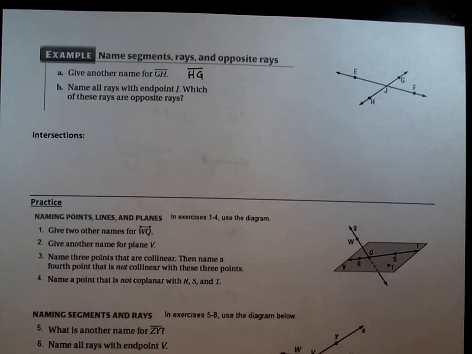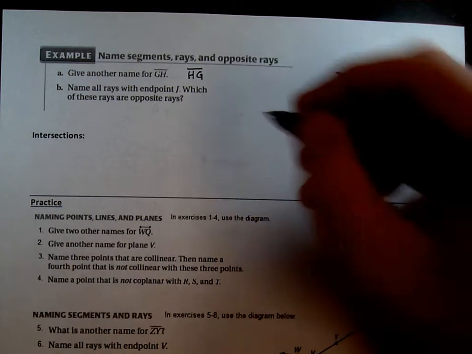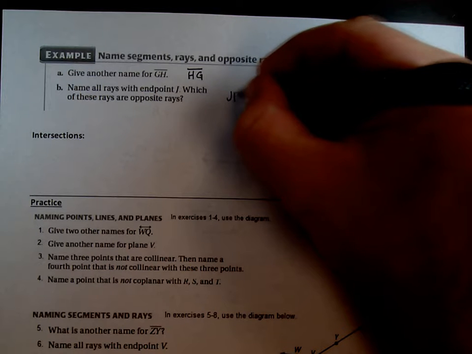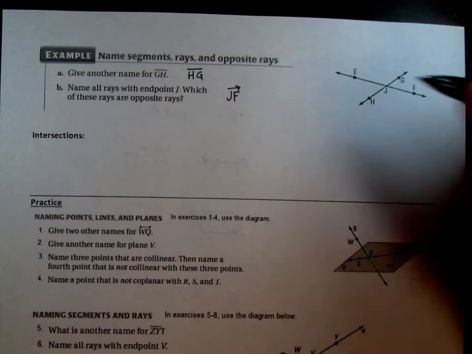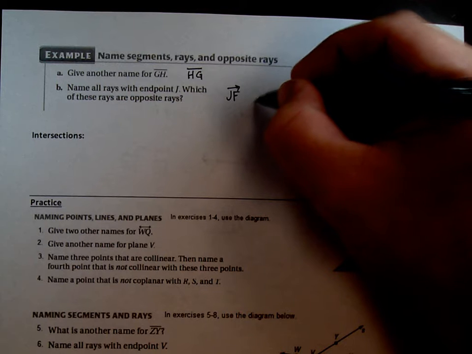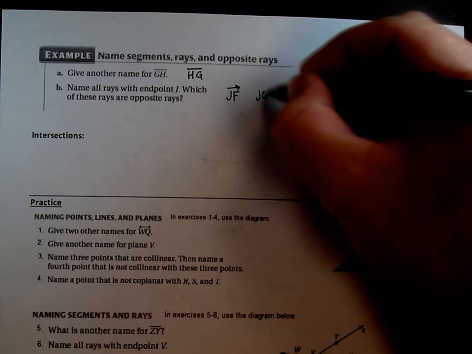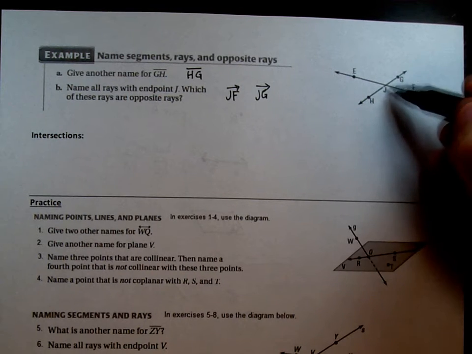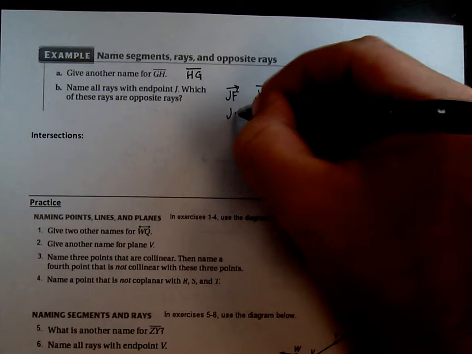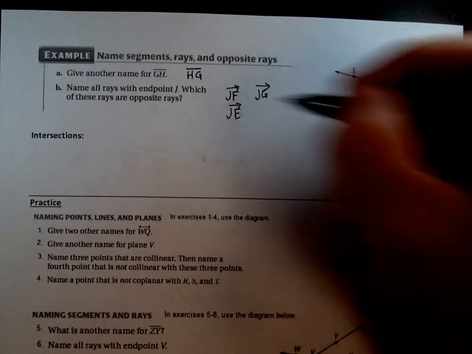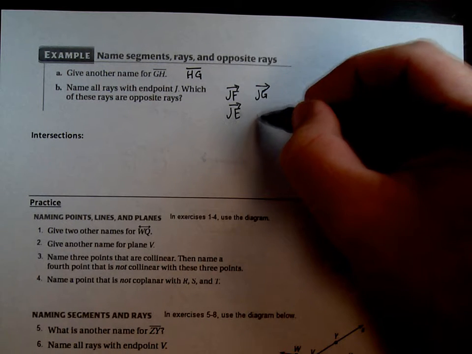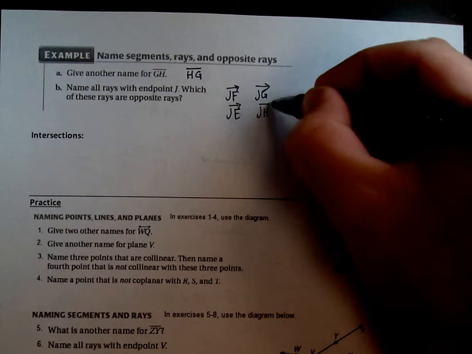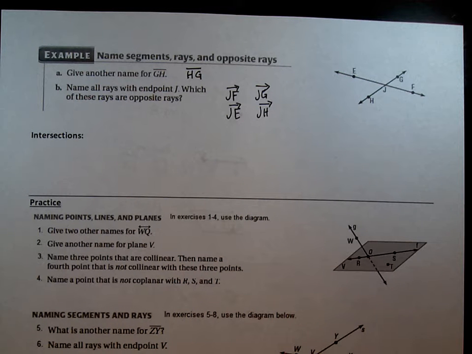For part B, name all rays with an endpoint of J. Let's do that first. We start at J, we can go to the right, so we can start at J and travel through F. I can start at J and go up, so travel through G. I can start at J, travel to the left through E, so JE. And I can start at J and travel down through H, so JH. Those are the four rays that all have endpoints of J.